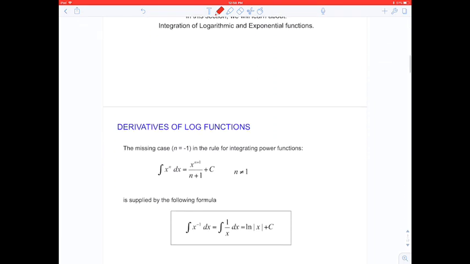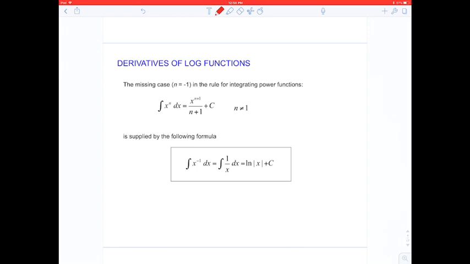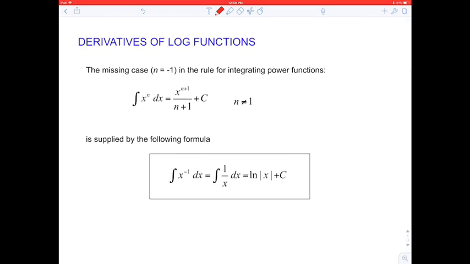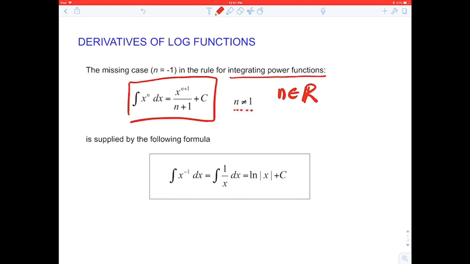Let's start with the formula that was introduced in Calculus 1, the integration of the power function. When we remember x to the power of n, the integral of x to the power of n dx is equal to x to the power of n plus 1 over n plus 1 plus the constant of integration. This formula works for all numbers. n could be any real number except negative 1.